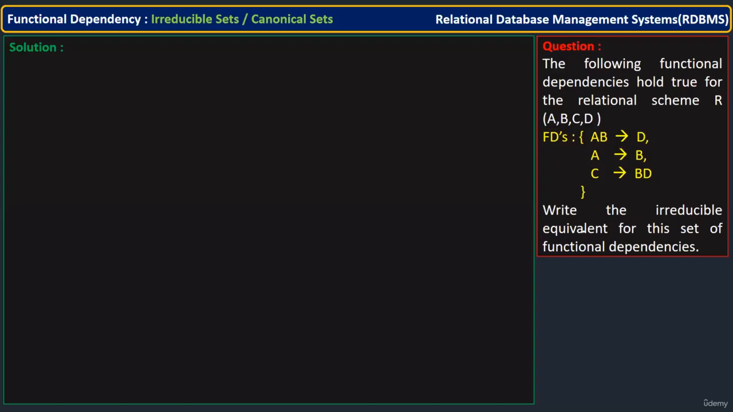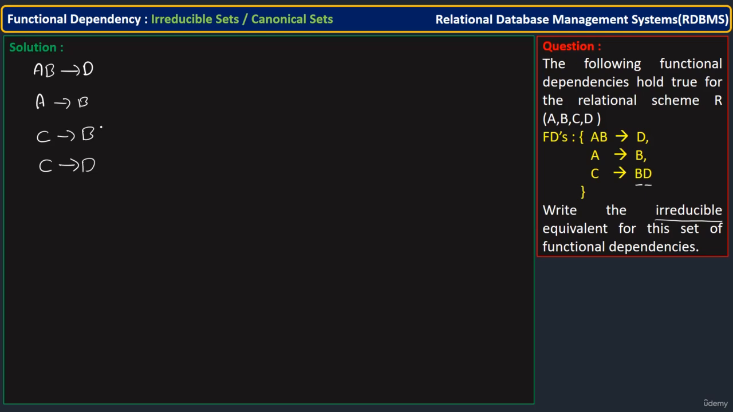Hi. So now let us check our understanding from the last lecture, that is finding the irreducible set. On this set of FDs, let us try to find the canonical form. What is step one? As he told, on the RHS we must have only one attribute. So if you write this down: AB derives D, A derives B, and C derives B. Here you can split, by the decomposition rule. So C derives D.